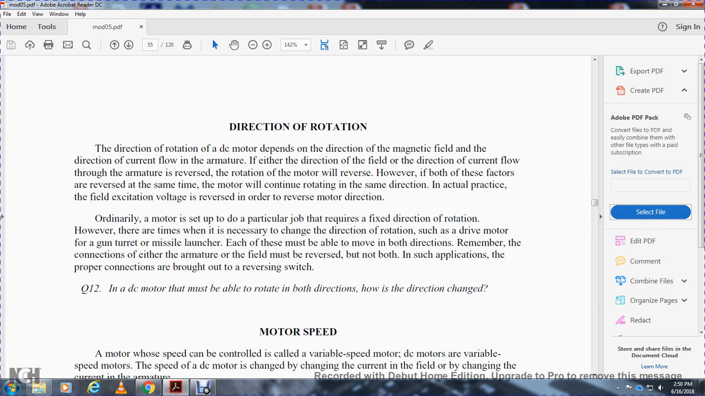Direction of rotation. The direction of rotation of a DC motor depends on the direction of the magnetic field and the direction of the current flow in the armature. If either the field direction or the direction of current flow through the armature is reversed, the rotation of the motor will reverse. However, if both of these factors reverse at the same time, the motor will continue rotating in the same direction.